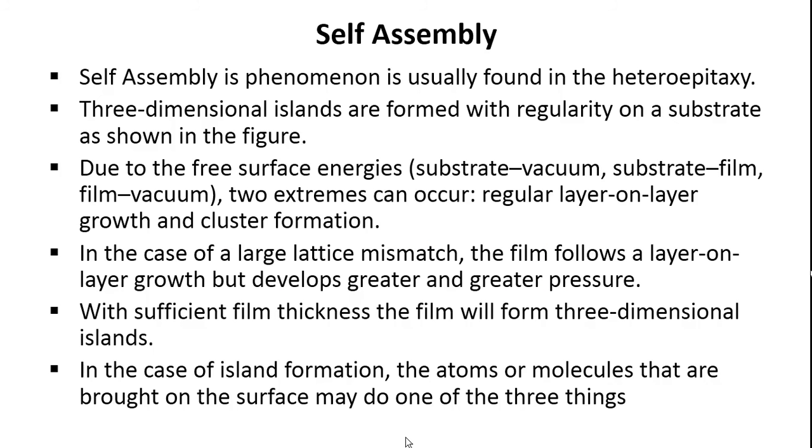Now we will discuss self-assembly. What is meant by self-assembly? Self-assembly is a phenomenon usually found in heteroepitaxy. But do you know what is meant by heteroepitaxy? We have seen homoepitaxy and heteroepitaxy. Heteroepitaxy means when we want to form a layer of nanofilm on a wafer substrate, say a silicon wafer substrate, we can have either the same material deposited upon that one or different materials deposited on it.